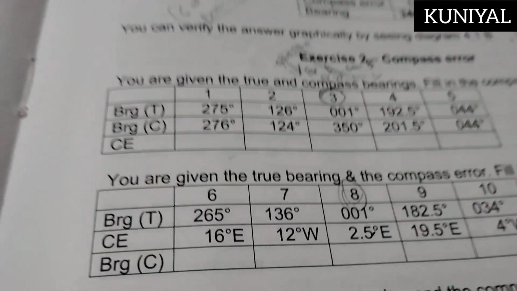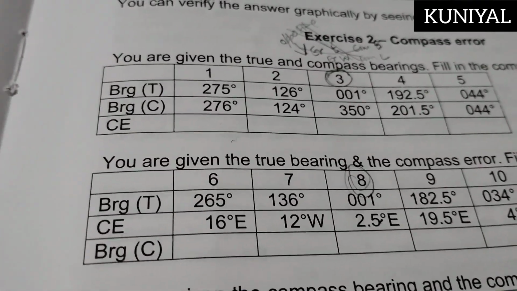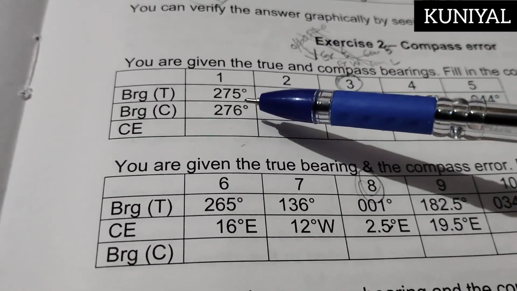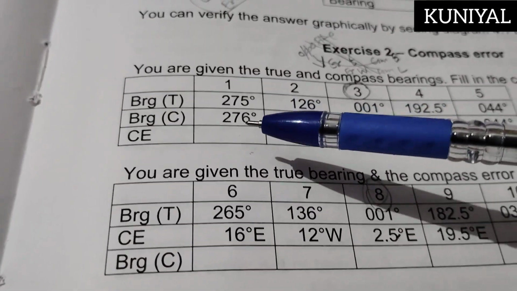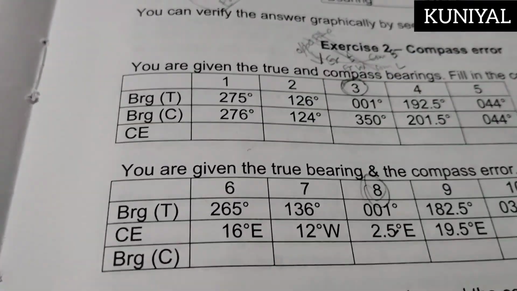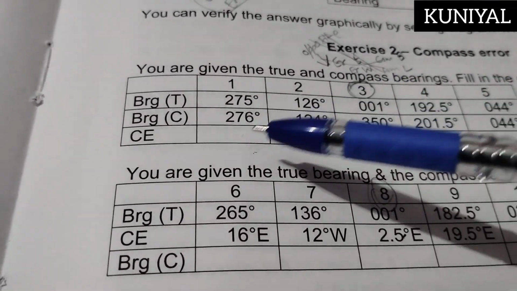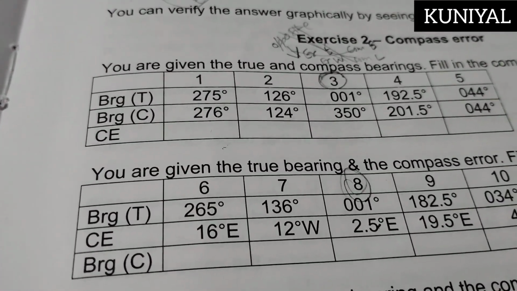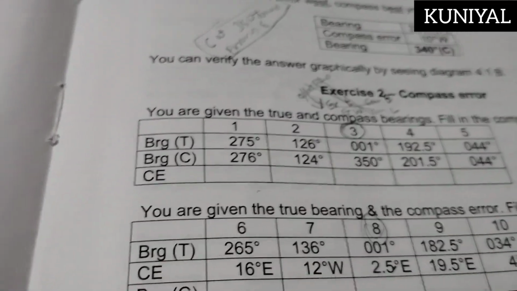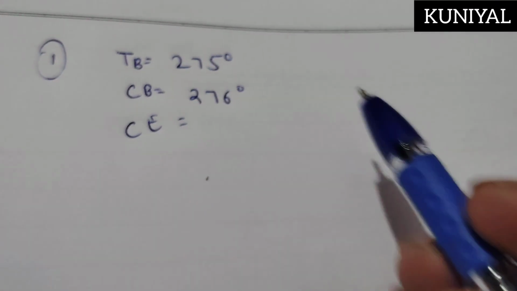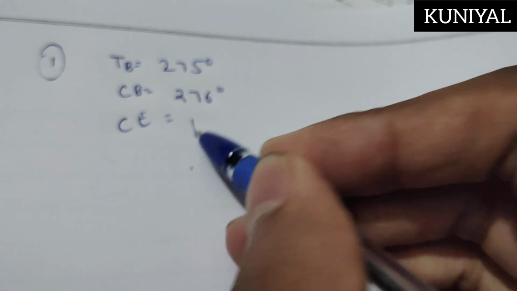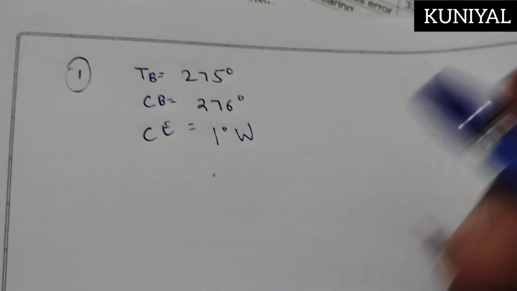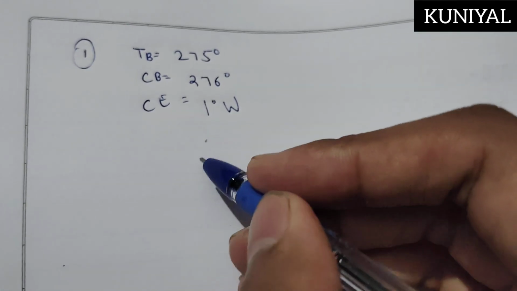We will do the question in both ways. In the first part, compass bearing is more than true bearing. It means compass is best, so error will be west, and the difference between both of them is 1 degree. Hence compass error will be 1 degree west.